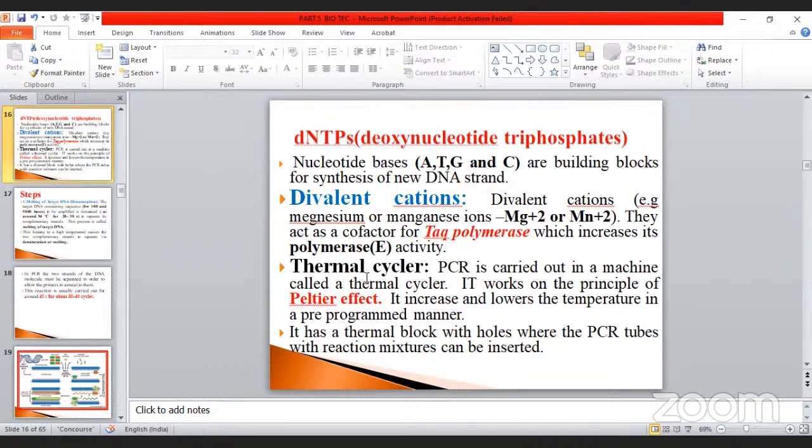And the next one is the thermal cycler. The thermal cycler is nothing but the machine by which PCR is carried out. PCR is carried out using a specialized piece of equipment called a thermal cycler. It works on a specific principle that is also very, very important. That principle is called the Peltier effect. Then only the process will be completed. That is also very, very important.